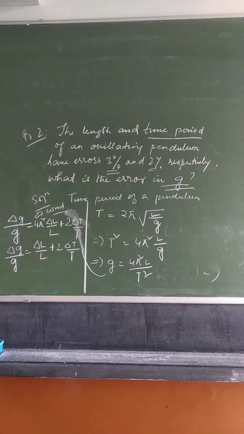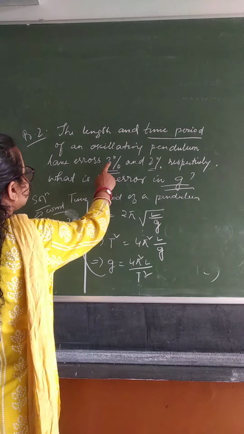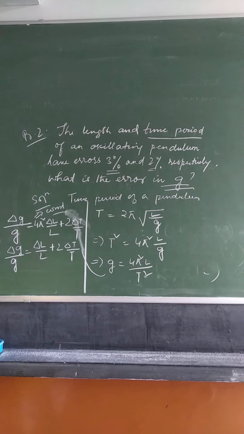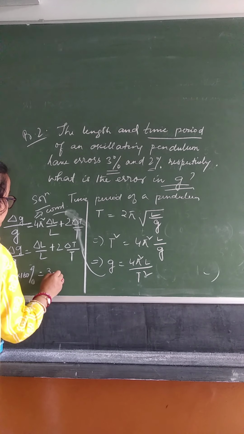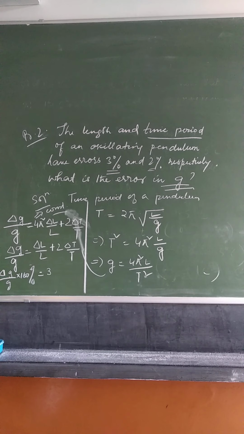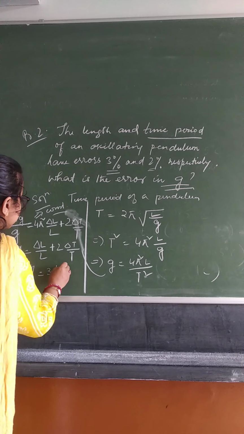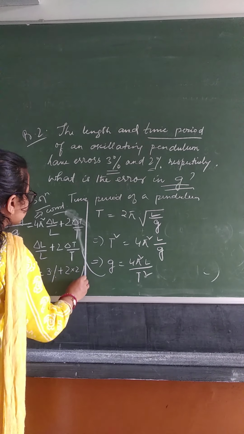Now delta L by L, in percentage, is given as 3, and delta T by T is given as 2. So delta G by G, if you express it in 100%, will become delta L by L is 3%. It is given in the question itself, it is 3%. So you can write 3% plus 2 into 2%.